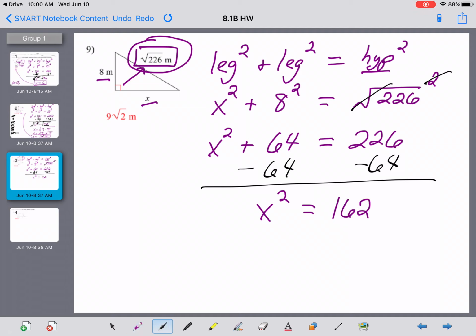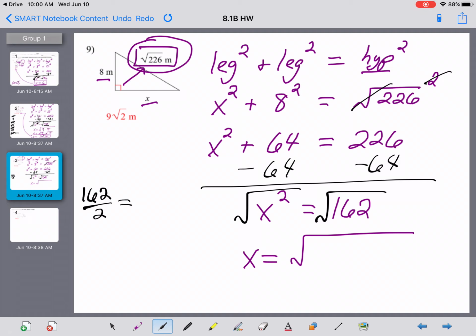And now we will take the square root of both sides and see what we get. The square and the square root cancel, and we just get an x. As for the square root of 162, this was the trick I gave you guys a while ago. Take that radicand, divide it by 2, and see where that gets you. That gets you 81 in this case. And boy, we got really lucky. 81 is a perfect square, so I don't have to look at any other numbers.